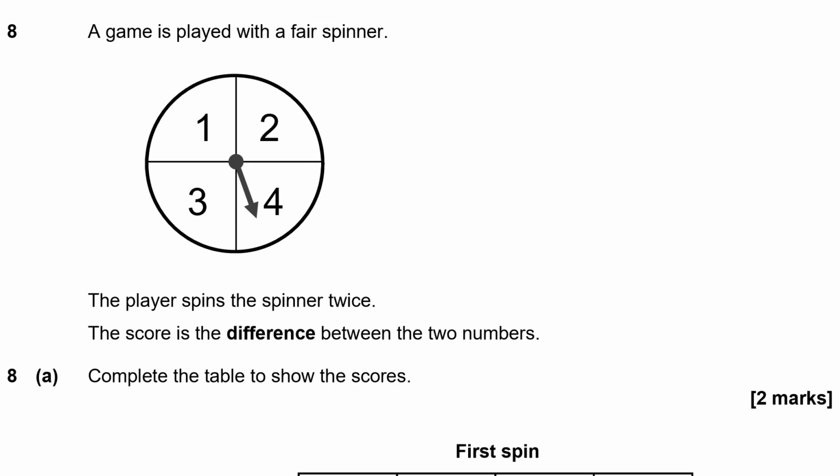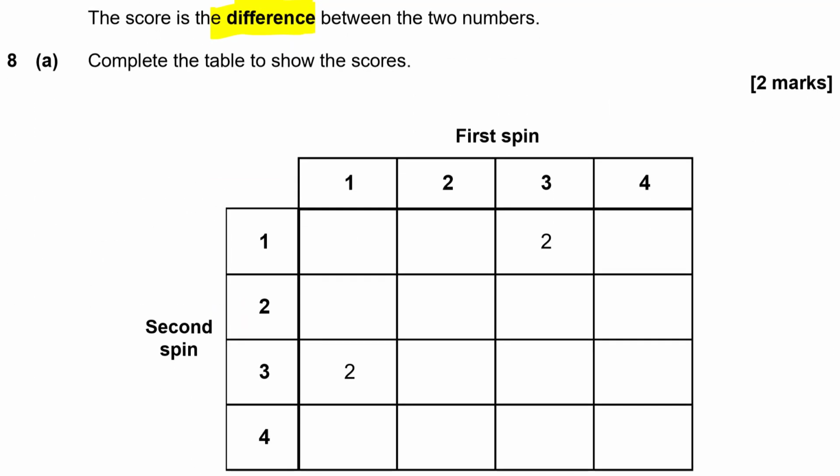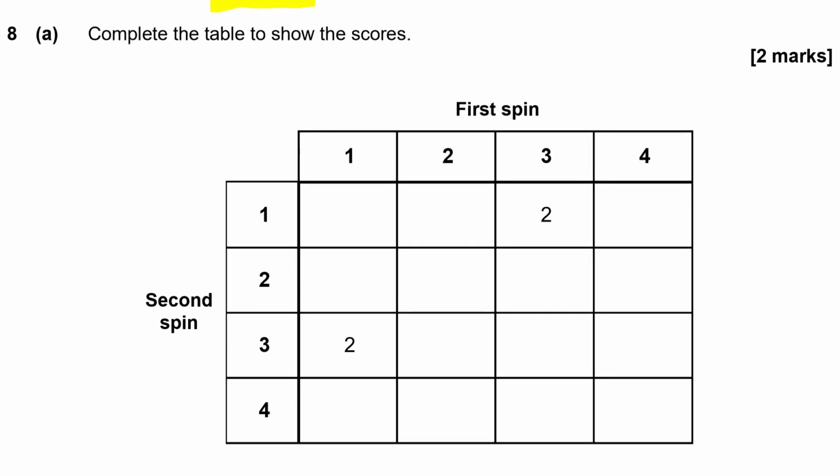Question 8. A game is played with a fair spinner. You can see on the spinner it's got the numbers 1, 2, 3 and 4. They're all equally as likely because they're all exactly the same size as each other. The player spins the spinner twice. The score is the difference between the 2 numbers. Now, difference means in mathematics subtract. So you're going to subtract one score from the other. So complete the table to show the scores.